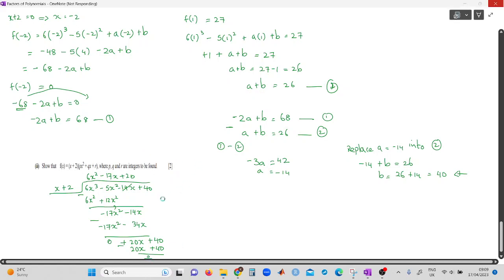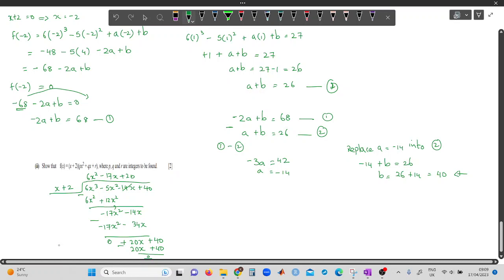Okay, so here I can say that effectively the remainder tells us that x plus 2 is a factor. So we are able to find that x plus 2 is indeed a factor. The question says show that f of x equals x plus 2 multiplied by the quadratic term. Okay, so here p equals 6, q equals minus 17 and o equals 20. You put them in the form px squared plus qx plus o. Voilà. This is your answer.